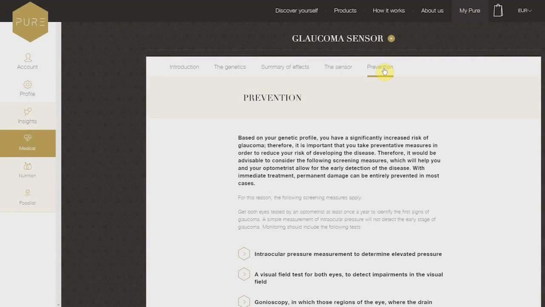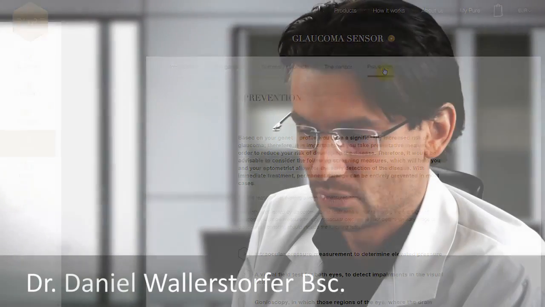So in the prevention part, you will find personal recommendations based on your genetic profile, what steps you should take, and what you should talk to your doctor about to make sure that your eyesight is being protected.